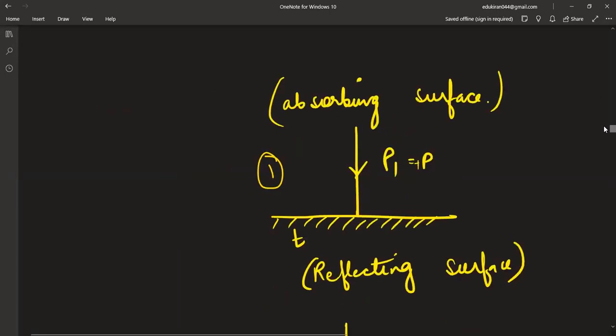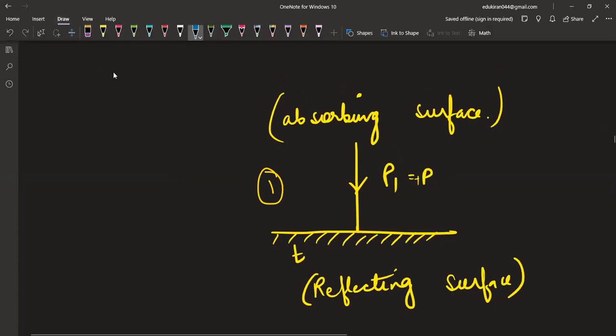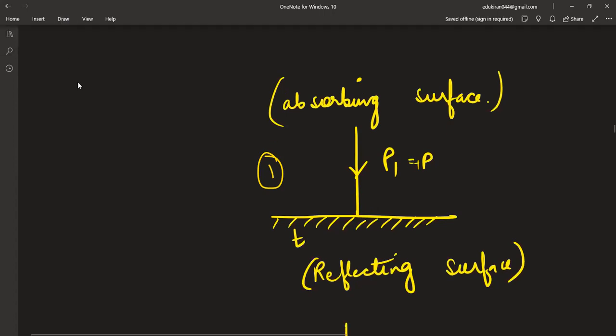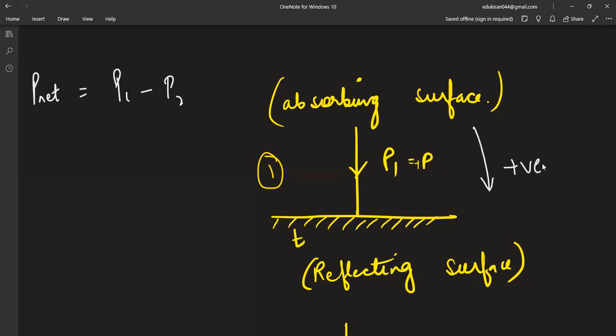Now, look, when we are calculating momentum, here we have to apply the rules the way we were applying in terms of vectors. You had taken one direction as positive, the opposite one was taken as negative. So here if the electromagnetic wave is coming on the absorbing surface, suppose I have taken this direction as positive. So this momentum will be positive, that is P. When I'll be calculating the net momentum, it's P1 minus P2. So this P by the sign convention is already positive, because this is in the direction that we have ourselves chosen as positive.